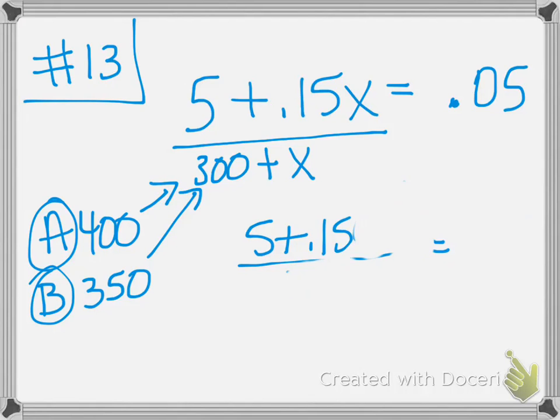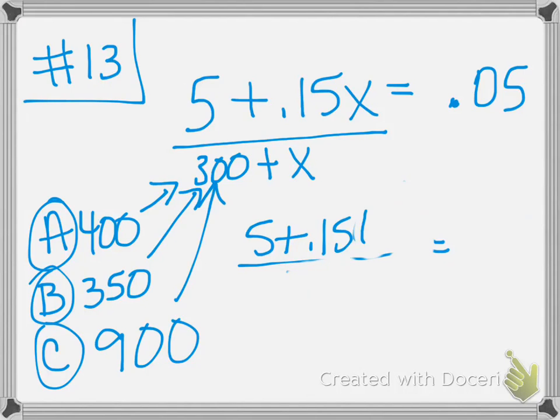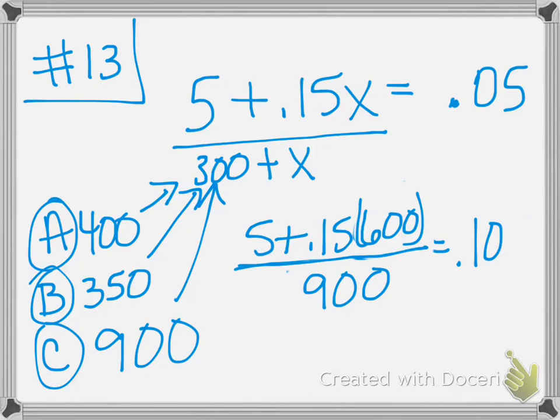So let's look at answer choice C. Answer choice C says 900. In this case, we would have gone over our 300 by 600, but our total would be 900. So I'd have $5 plus 15 cents times 600 equals 95, and then I'm going to divide that by 900 because that's the total number of minutes I have, and in that case I get 0.105.